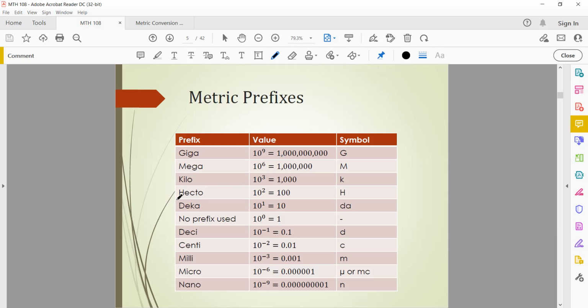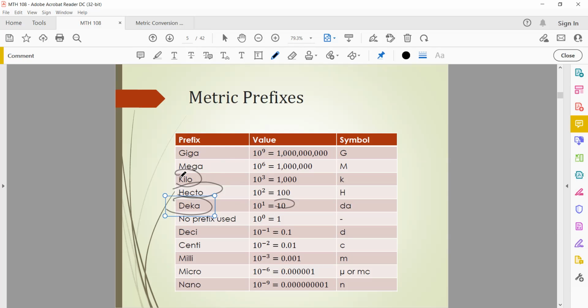And now let's go up. So deca is 10 to the 1, which means 10. So if you have a decameter, that's 10 meters. Hecto is 100, so that would be 100 meters. Kilo is 1,000 meters. And then we got mega and giga, which are 1,000,000 and 1,000,000,000.